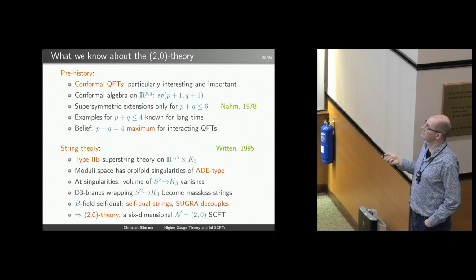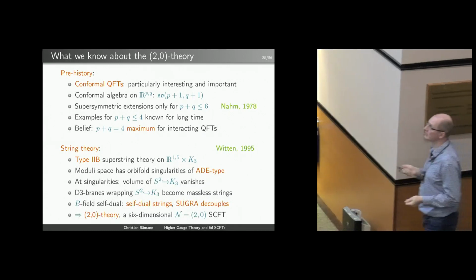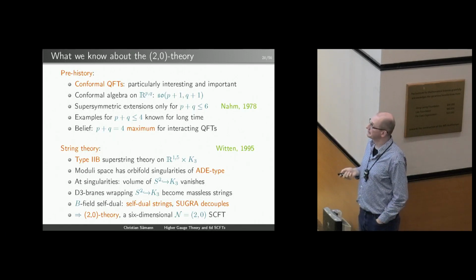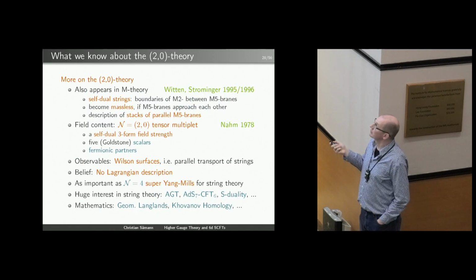and constructed a superconformal field theory in 6 dimensions, or argued that there is actually such a thing because of string theory reasoning, type IIB on R^5 × K3. And there you get these self-dual strings. But of course, you get them also in M theory, and that was argued then shortly later in '95, '96.